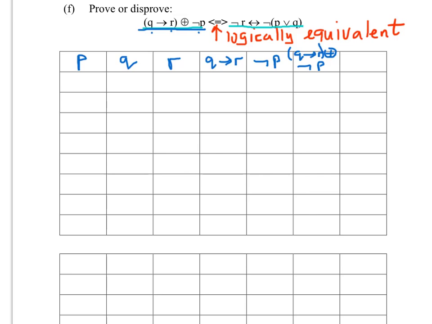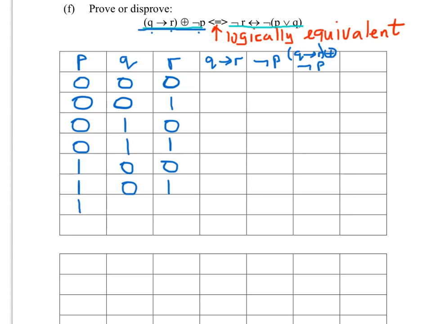Now there are 8 initial states for P, Q and R, and they are 0, 0, 0, 0, 0, 1, 0, 1, 0, 0, 1, 1, 1, 0, 0, 1, 0, 1, 1, 1, 0, and lastly 1, 1, 1.